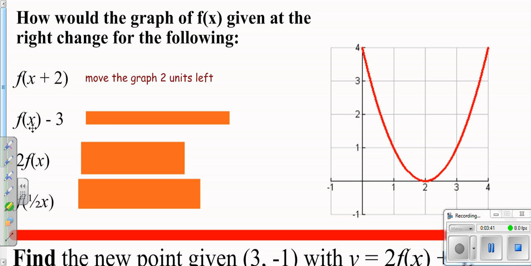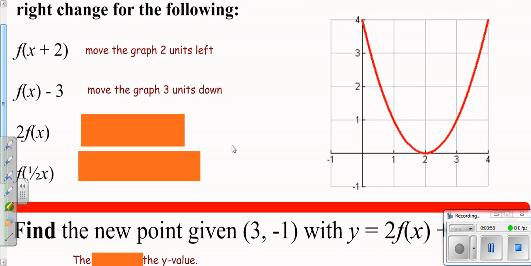Here we have our function. It says if we take our function and we just subtract 3, what's that going to do to our graph? It's going to take our parabola right here, and since the minus 3 is hanging out outside of the function, after the function, it's going to move it up and down, so it's going to move it 3 units down.